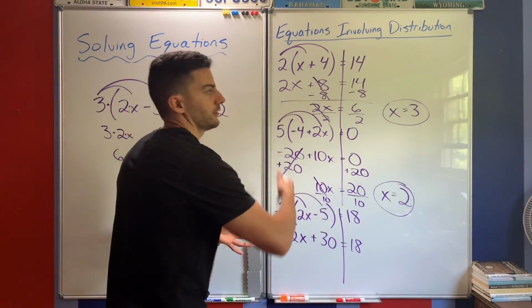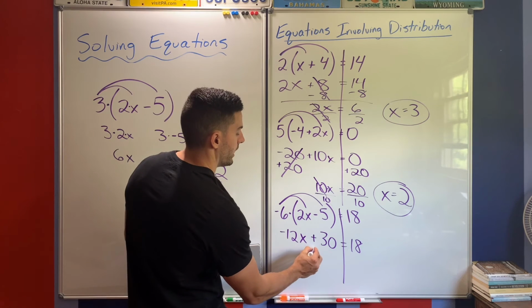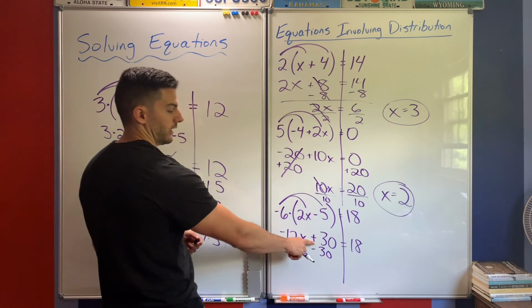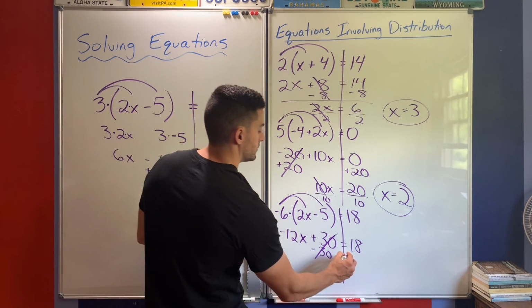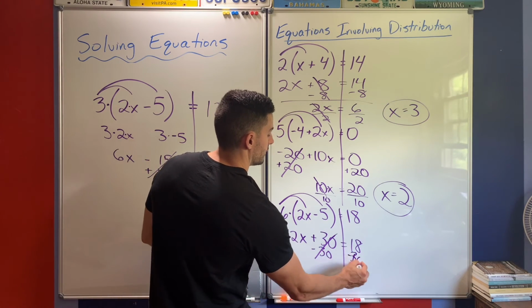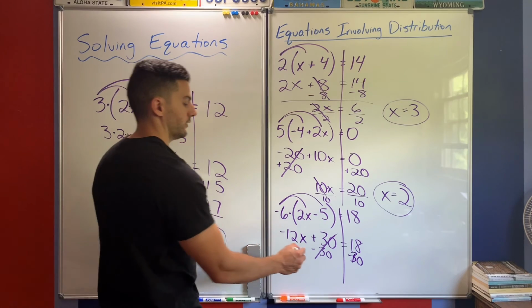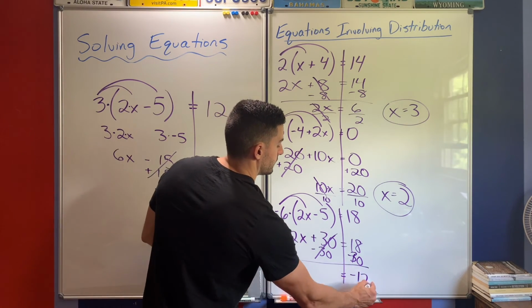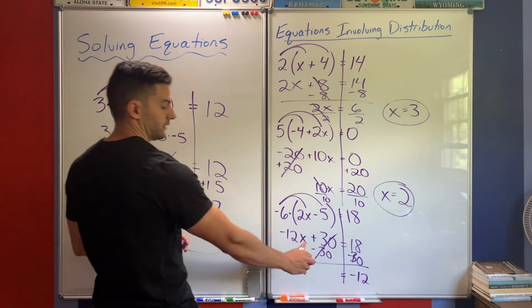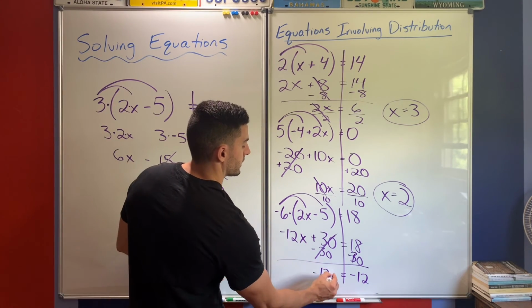And now I begin to cancel just like the other ones. So I subtract the 30 from both sides because that does not have an x with it, right? This one does. So I cancel out the other one. Minus 30. So 18 minus 30 there on the right gives me a negative 12. And then here on the left is that negative 12x.